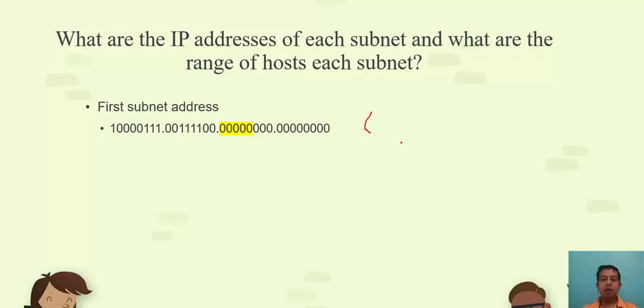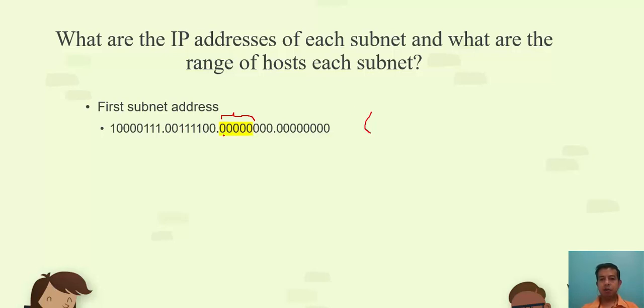Now let me clarify one thing at the beginning. When people started to create subnets, at that time the first IP address, where the subnet part contains all zeros, was not allowed to be used. That means the 5 bits are used.